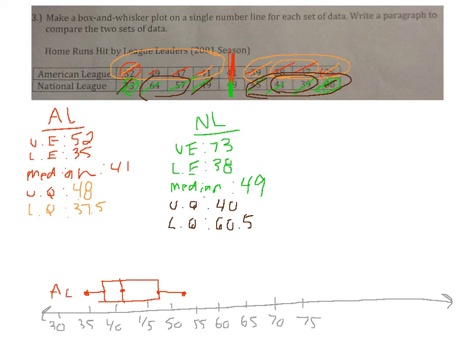So this one in red represents the AL. I'm going to do the NL in green. So 73 is the upper extreme, 38 is the lower extreme, the median 49, upper quartile is at 40, lower quartile, I mean, these are flipped. This should be the lower quartile, and this should be the upper quartile, and then 60 and a half.